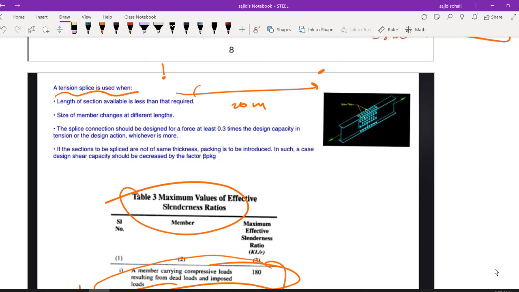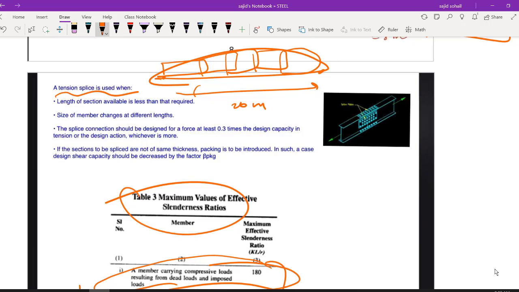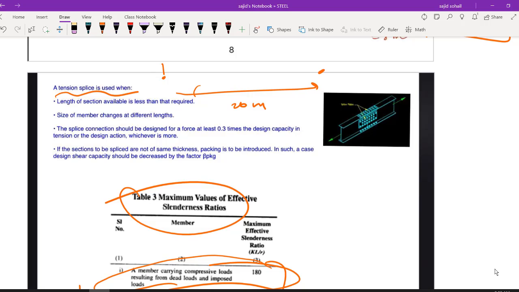I have taught you slenderness ratio just now, right? You cannot cast a member as long as you want. So obviously there will be small members. You have to join these members so that you cover this 20 meters. I hope you are getting this. So this joining I am calling splicing. That's it. Joining two sections, we call it splicing. That is, two sections are joined to make one big section. That's it. Not that important a concept.